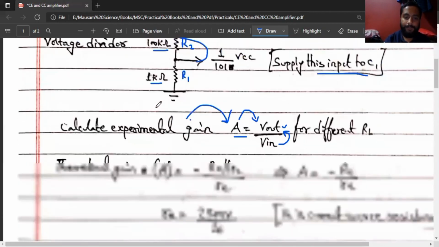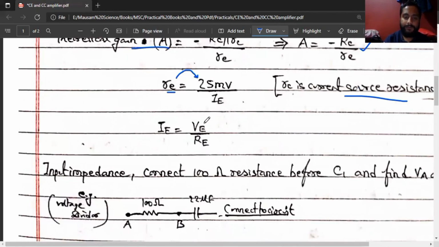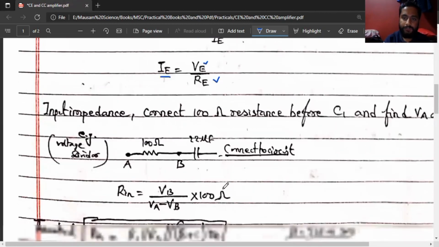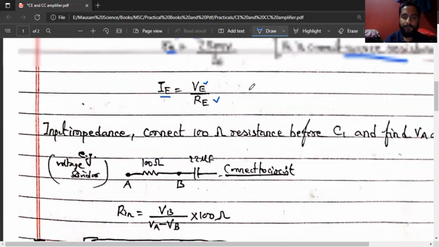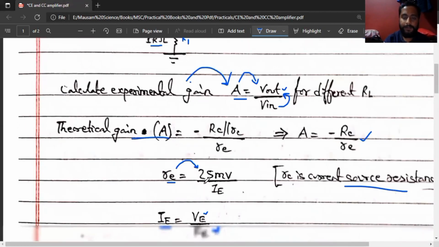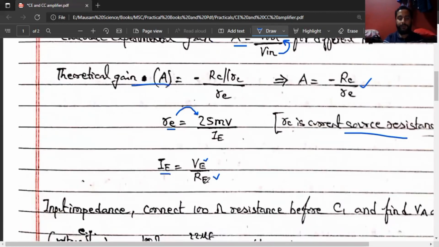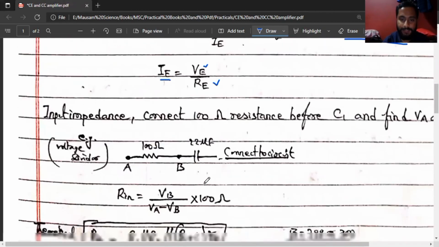We'll get VE, the voltage across the resistor. If you divide voltage by the resistance, we can get a certain value for current. Okay, we know this thing. So input impedance. Now we have taken out the value of theoretical gain and experimental gain. If there is some certain error, we need to take out that error through the process of error analysis.